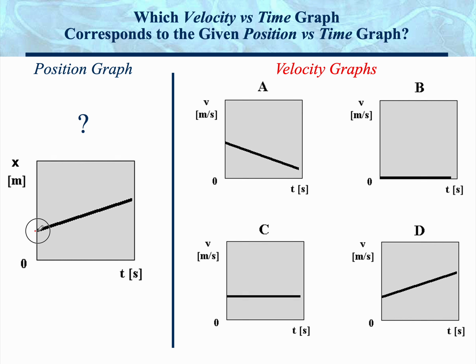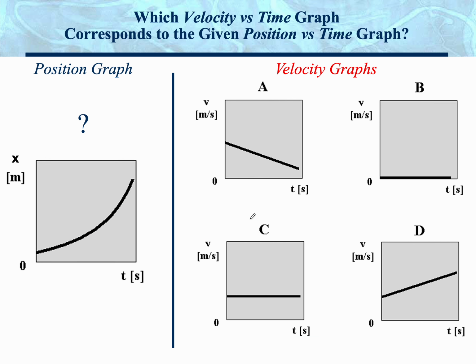Your position versus time is increasing at a regular rate, which means you would walk away from the origin at a constant speed. So what would your velocity versus time graph look like? Well, if you're graphing the velocity, we would have a constant positive velocity. It should be a graph that looks something like this. C is the correct answer this time.